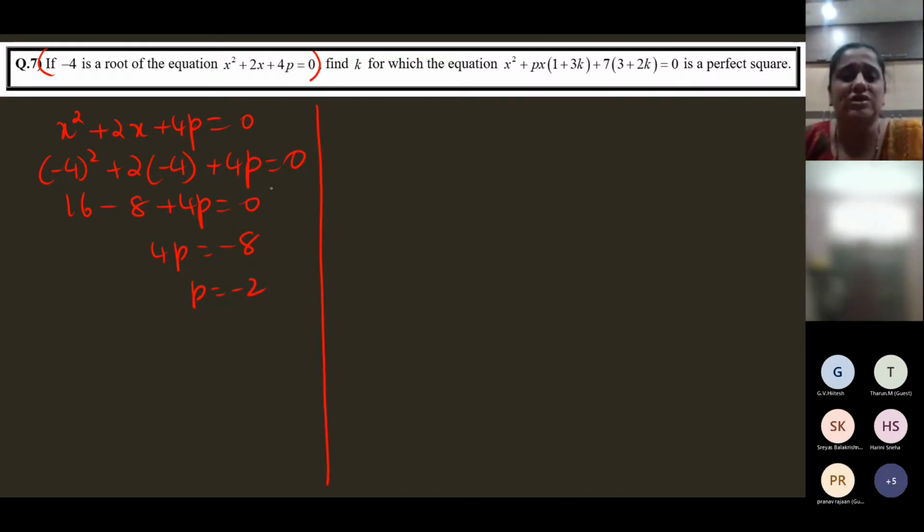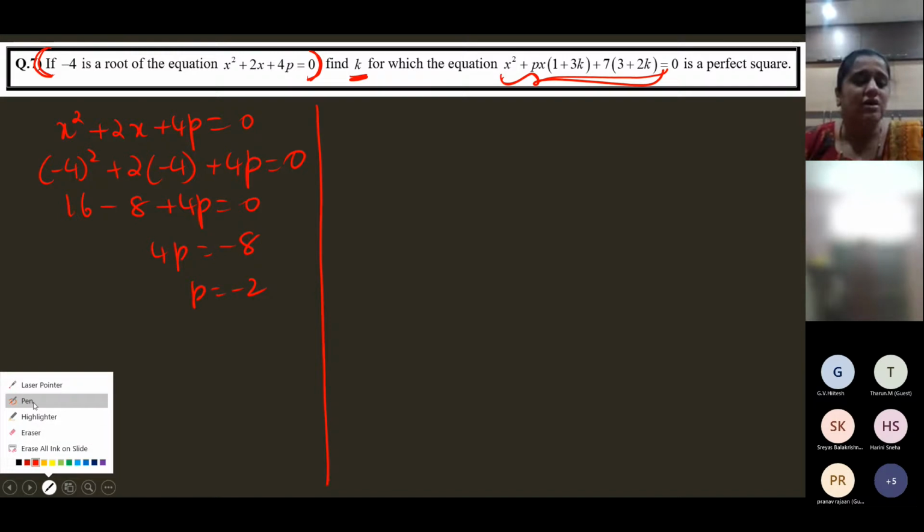I did not read the question ahead. Now read: find k for which the equation is a perfect square. This is information given to you. They are telling you that minus 4 is a root of this equation. What is your question? You must find k for which this equation is a perfect square. Very important.